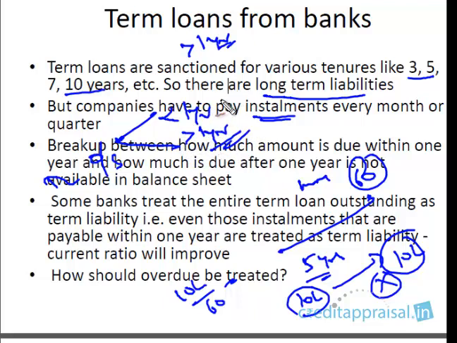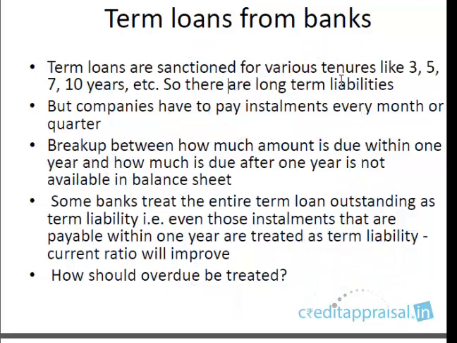This portion, we discussed, we have to take as a current liability, and this portion will be taken as a term liability. This is already discussed. But you have to note that the breakup is usually not given in the balance sheet. How much amount is due within 1 year and how much is due after 1 year is usually not given in the balance sheet. Some auditors do present it. Actually, it is a very good practice to present, but usually you will not be given this breakup.